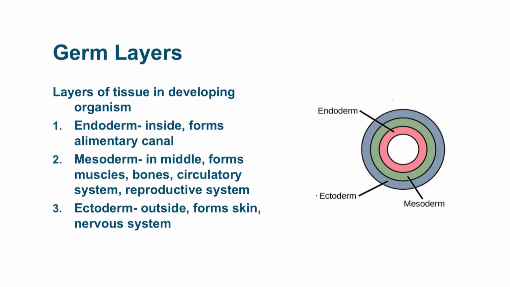So the germ layers are actually different layers of tissue in a developing organism. The endoderm is on the very inside, the mesoderm is in the middle, and the ectoderm is on the outside. So remember, this in here is the digestive canal. The endoderm forms the alimentary canal. So this is the interior of what will be the digestive canal, and then this here forms the actual digestive system itself. The mesoderm forms the bones, the circulatory system, and the reproductive system. And then the ectoderm on the outside is what forms the skin and the nervous system.